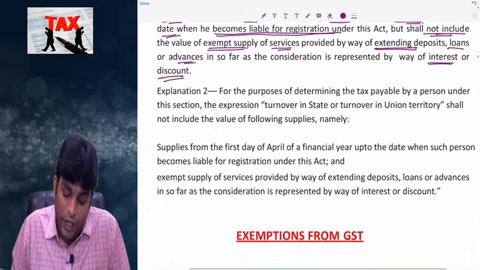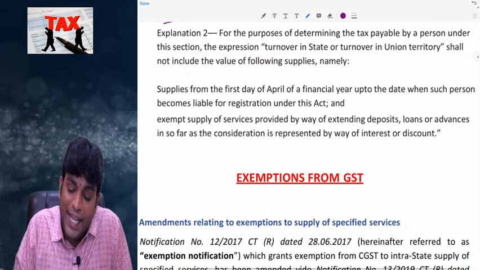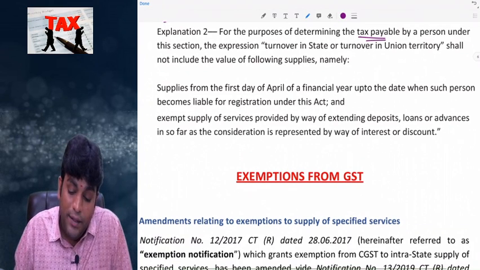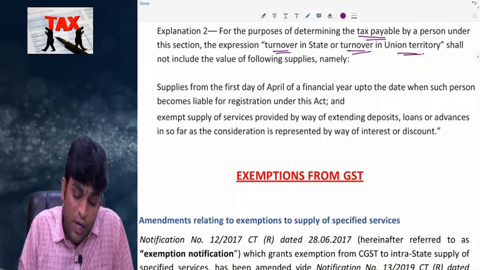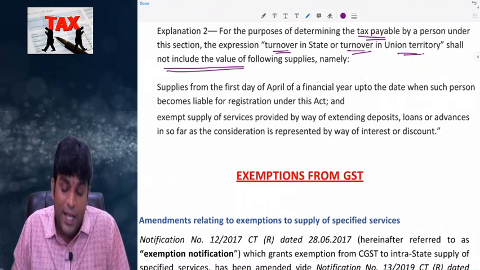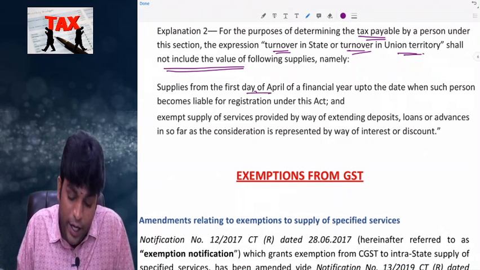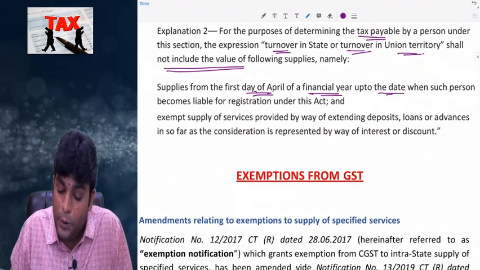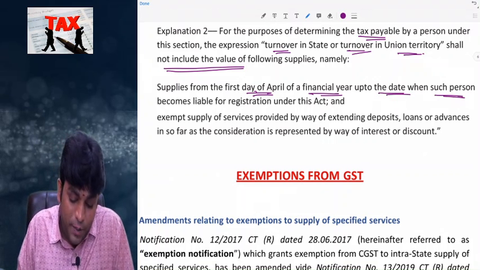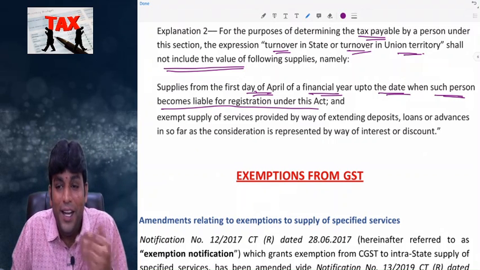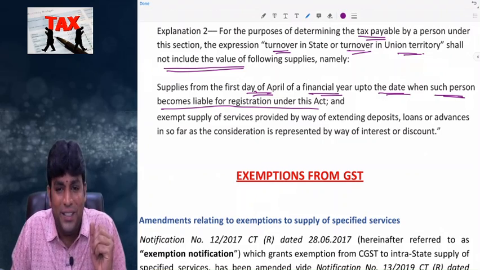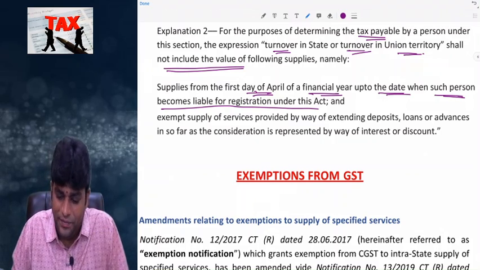Next, for the purpose of determining the tax payable by a person, the turnover in state or turnover in UT shall not include the following: supplies from the first day of April of the financial year up to the date when such person becomes liable for registration. And the second point we know, deposits, loans, advances, where the consideration is interest or discount. Now what does that mean? Listen.